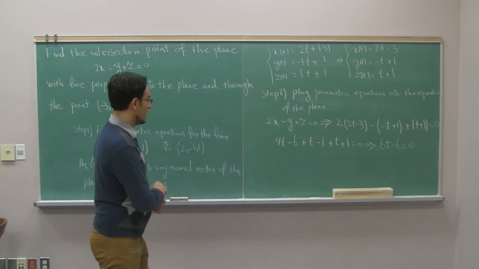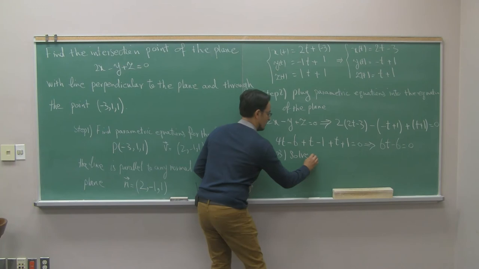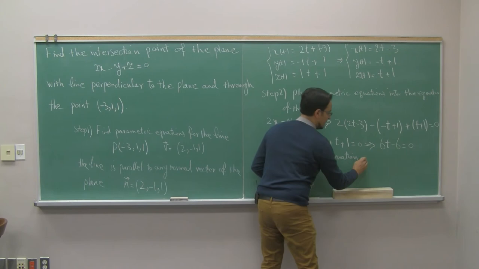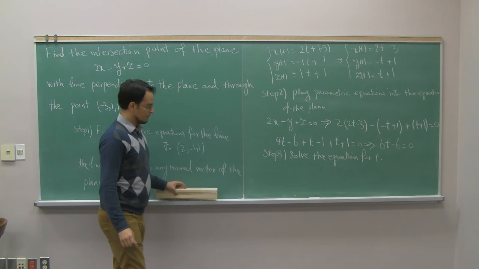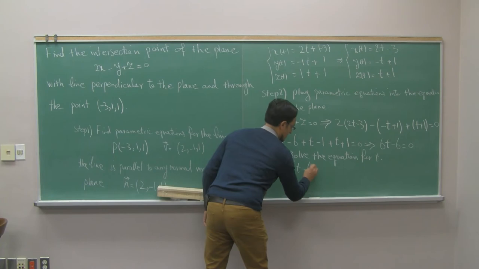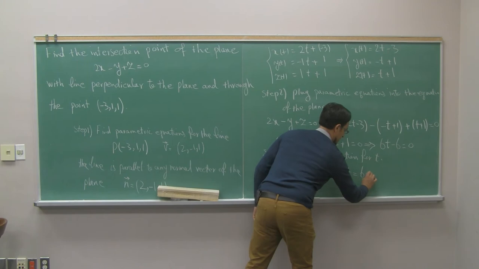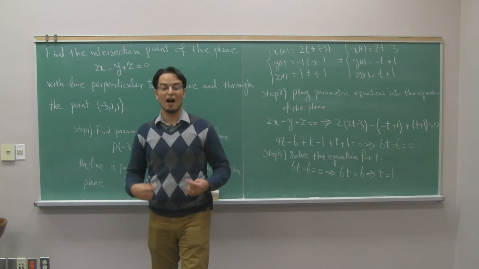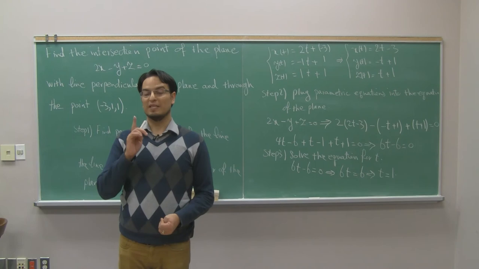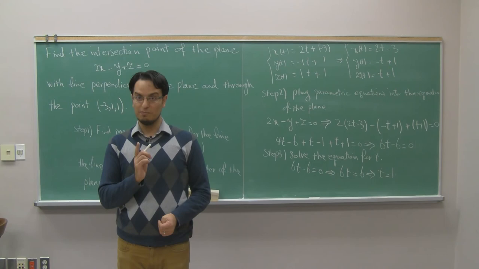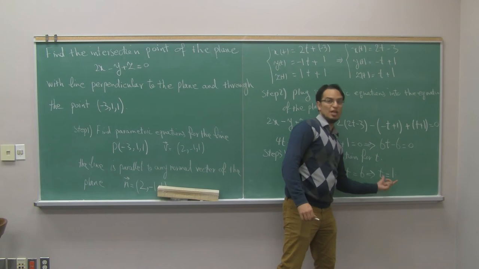Step 3 is to solve the equation that we found for t and find the value of t from that equation. So I have 6t minus 6 equal to 0. That means 6 times t is equal to 6. And then that means t is equal to 1. I found the parameter of the intersection point, but I haven't found the point itself. To find the intersection point, I have to plug this value of t into my parametric equations and get the point.